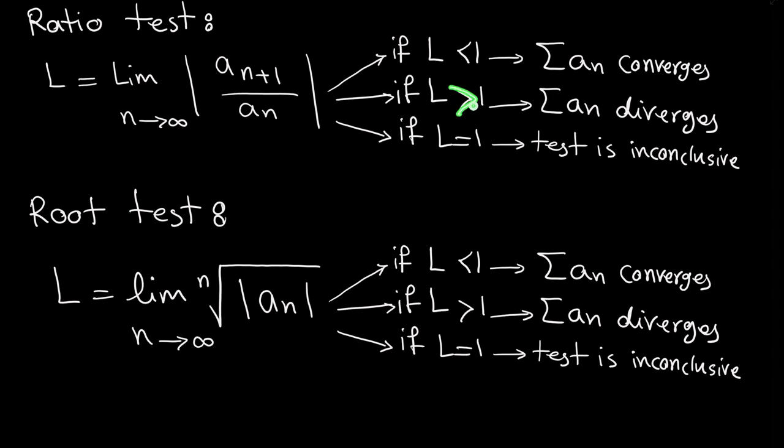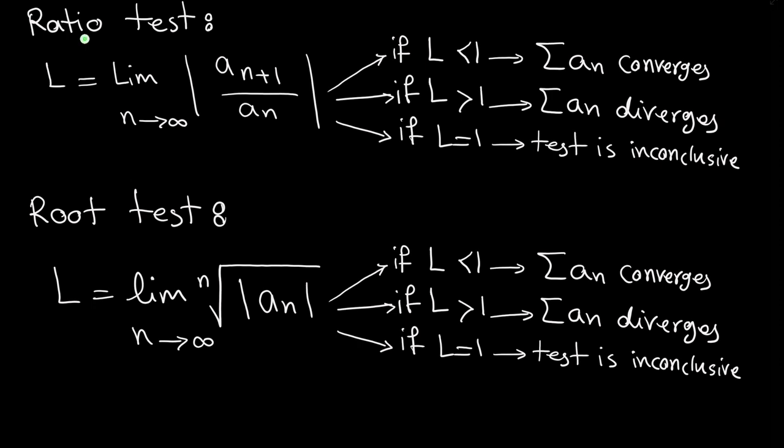If it is a constant greater than 1, then the series diverges. And if the constant is equal to 1, the ratio test is inconclusive, so we need to use another test.